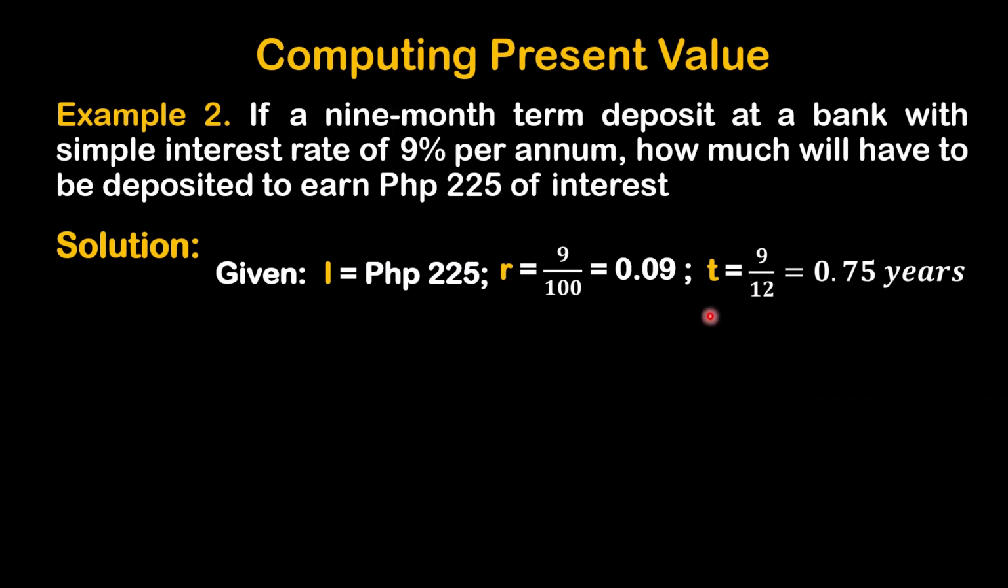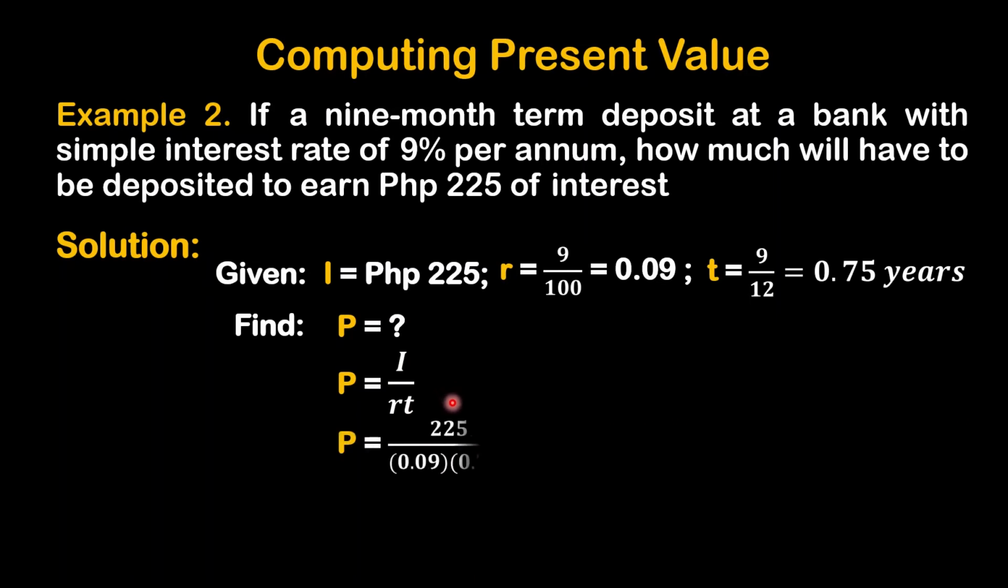Okay? So, again, we now have the needed information to solve for the principal amount or the present value. So what we are going to do is to solve now for our principal amount or the present value. So in this case, since the interest is given, not the future value, that means the formula we will use is, again, this one. Principal amount is equal to interest over rate times time. Okay, so what we just need to do is plug in our given values.